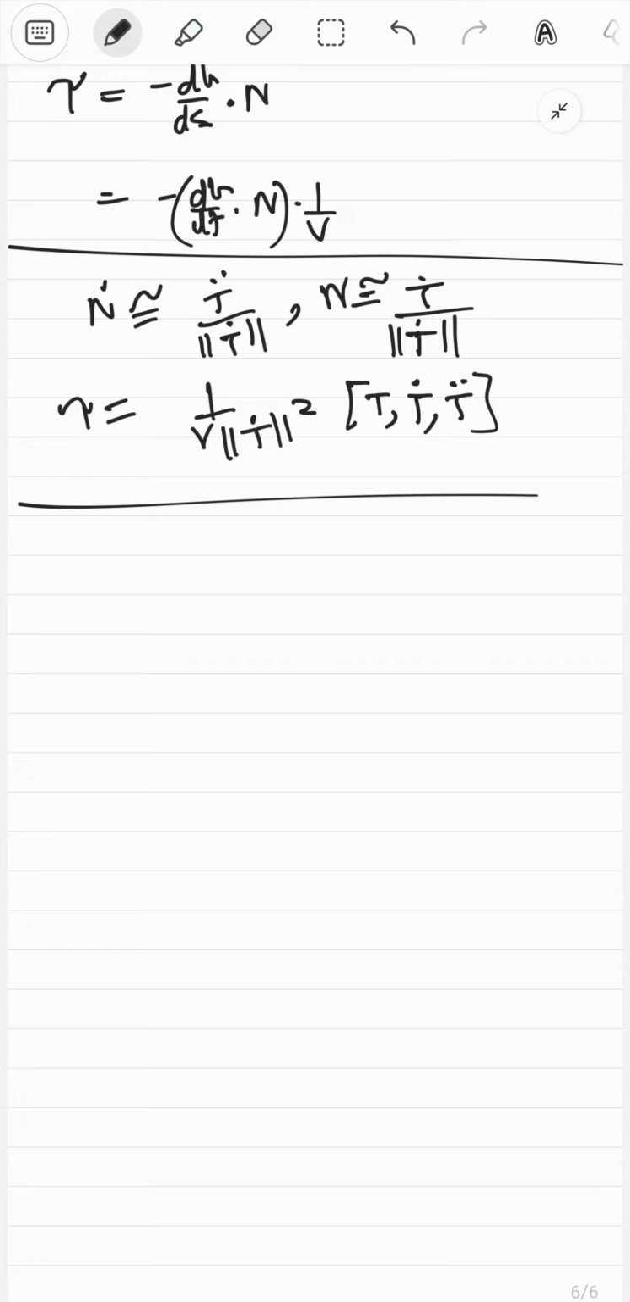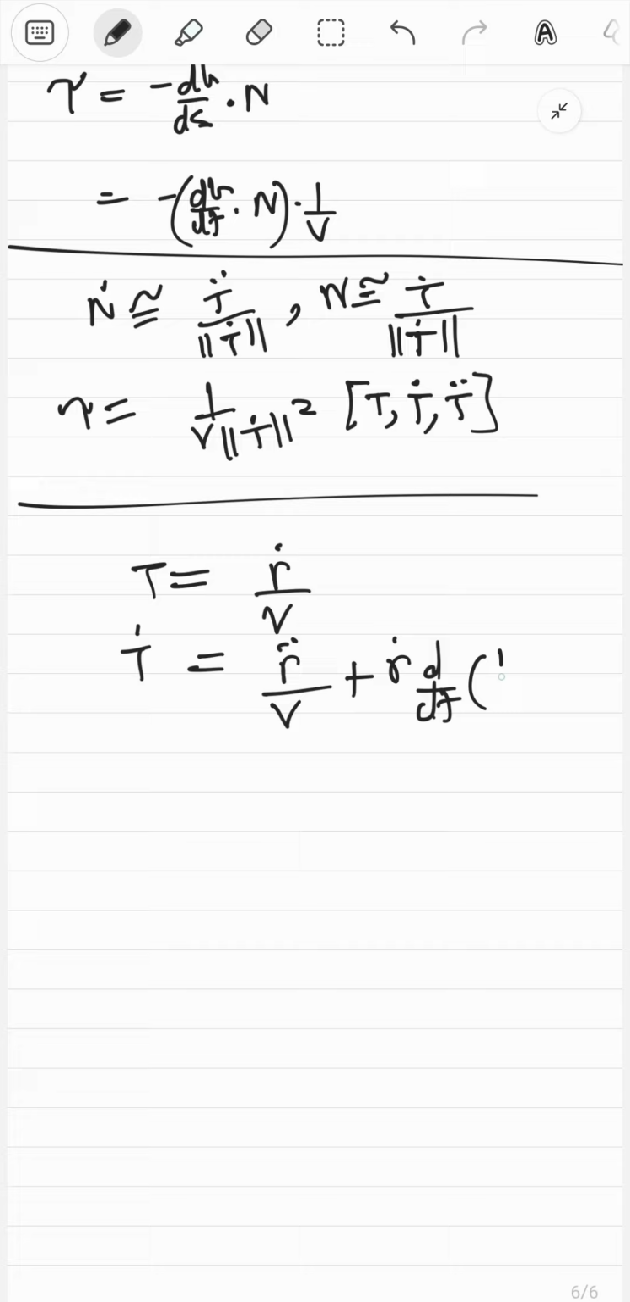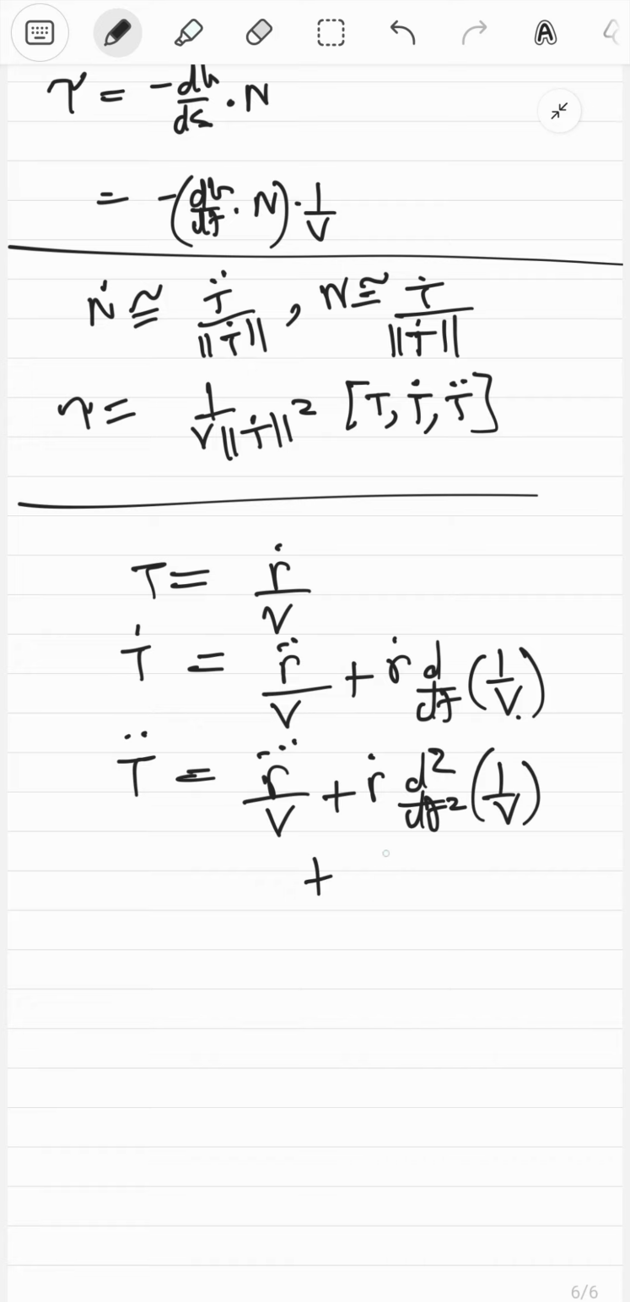Now we need to go one step beyond and use what t is. So t is r dot upon v, where v is the magnitude of r dot, right? So if t is that, t dot is just r double dot upon v plus r dot times the time derivative of 1 upon v, where v is a scalar. Similarly, t double dot would just be r triple dot upon v plus r dot d square by dt square of 1 upon v plus d r dot upon dt, which is just r double dot times d by dt of 1 upon v.